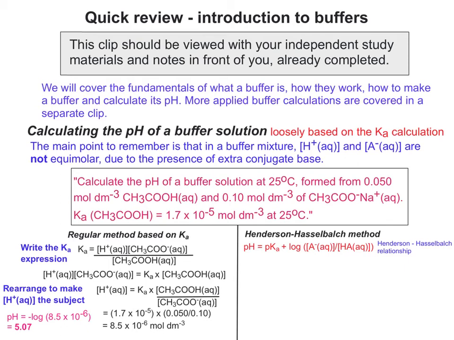So now let's do the same calculation, but the Henderson-Hasselbalch way. So the first thing to do is to work out the pKa. To do that, you do minus log Ka, which is minus log 1.7 times 10 to the minus 5, which gives you 4.77. So taking the other part of the equation, which is the log expression, it's essentially log 0.1 over 0.05, which gives you log 2, which gives you 0.3. So all you do is add those two together, which gives us exactly the same pH value as we got before.